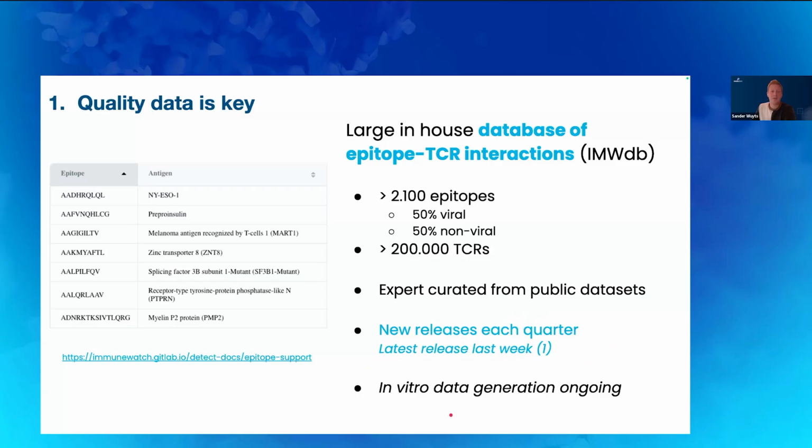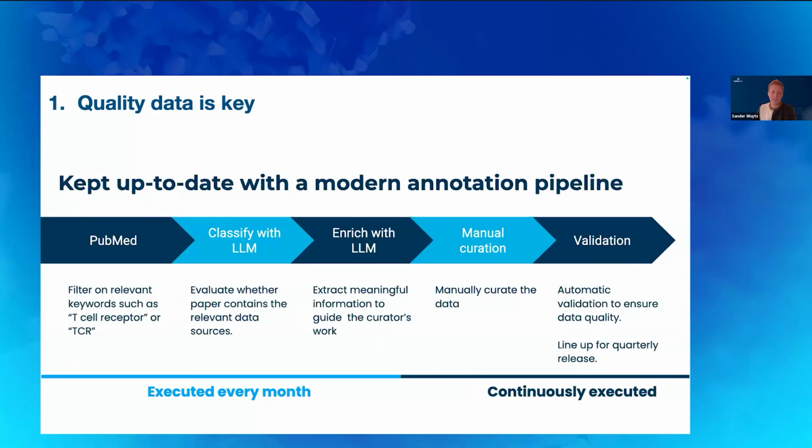An extra thing we're doing now is that we're also generating our own in vitro data, and we hope to expand that in the future as well. But the goal is to keep the database as up to date as possible. And so we're already looking at a backlog and trying to get every paper that has qualitative T-cell epitope data in the database.